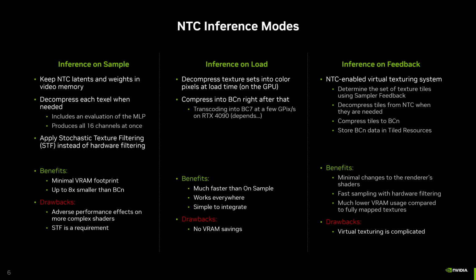So the benefit here is that we get a pretty small impact to the renderer shaders. You just need to do the sampler feedback there. And you get fast sampling because the GPU, again, uses BC textures or raw colors if you don't support BC. And it's also significantly lower VRAM usage compared to fully mapped textures, just because typically you don't need all of the textures at the highest resolution, and you can get something like 5 times memory savings. But obviously this requires an implementation of a virtual texturing system in the engine.